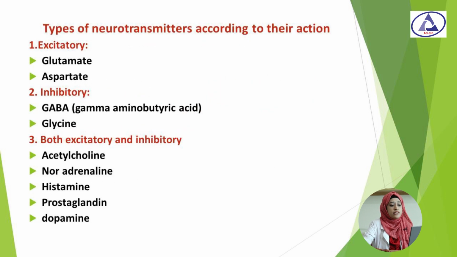What are the types of neurotransmitter according to their action? Number 1, excitatory. Number 2, inhibitory. Number 3, both excitatory and inhibitory. Excitatory include glutamate, aspartate. Inhibitory include GABA, glycine. Both excitatory and inhibitory: acetylcholine, noradrenaline, histamine, prostaglandin, dopamine.